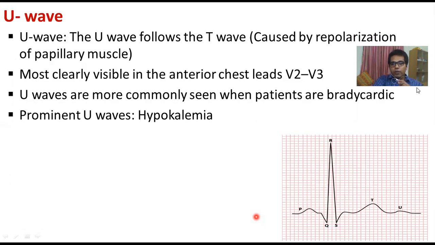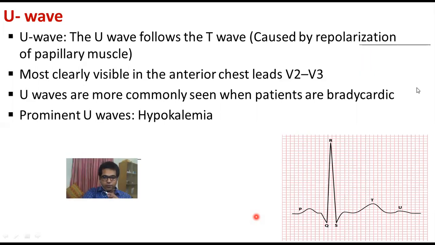Now I want to mention another wave called the U wave. The U wave follows the T wave, and it is caused by repolarization of the papillary muscle, most clearly visible in the anterior chest leads V2 to V3. U waves are more commonly seen when the patient is bradycardic.